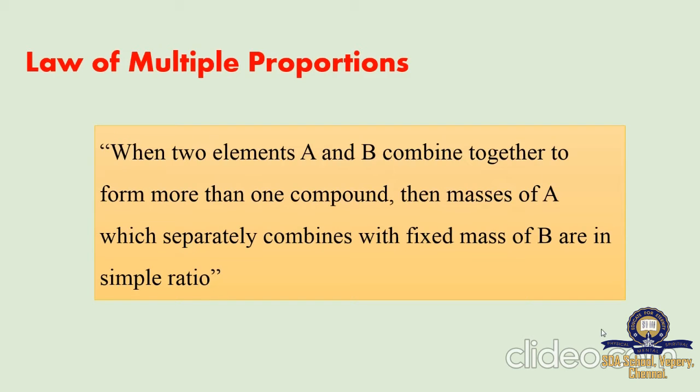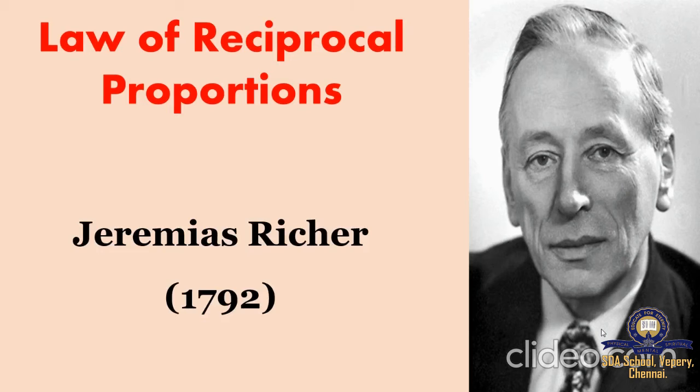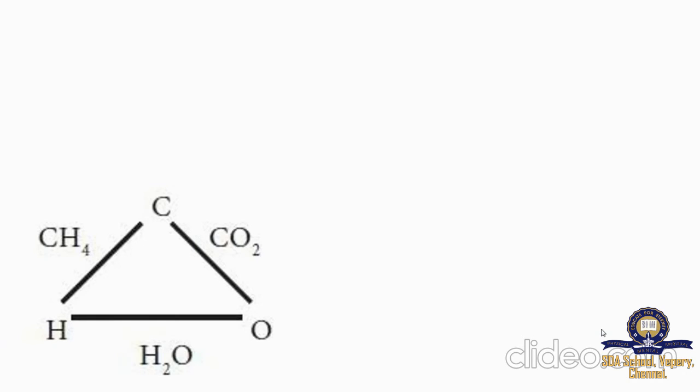Let's move on to the fourth law, which is reciprocal proportion. This law was proposed by Jeremias Richter in 1792. Consider three elements, which is hydrogen, oxygen and carbon. When hydrogen and oxygen combine, it gives H2O, that is water. When hydrogen and carbon combine, it gives CH4, which is methane. And when carbon and oxygen combine, it gives carbon dioxide, CO2.